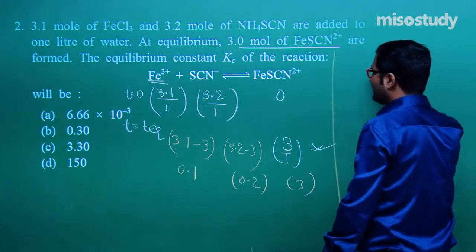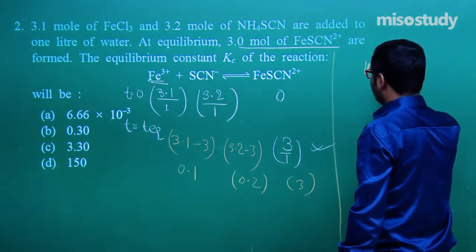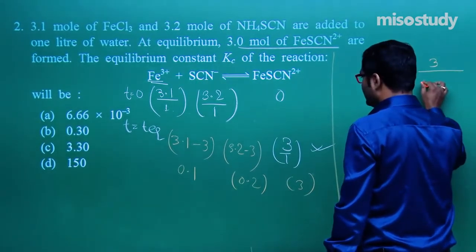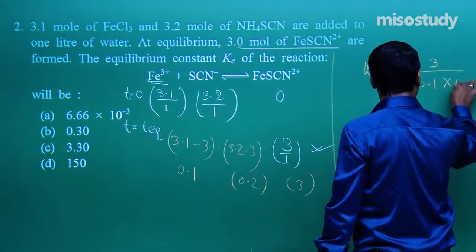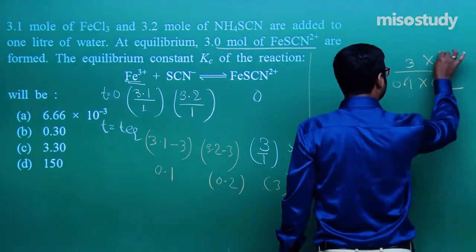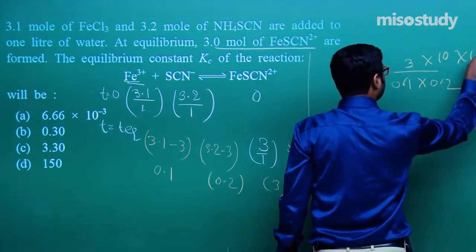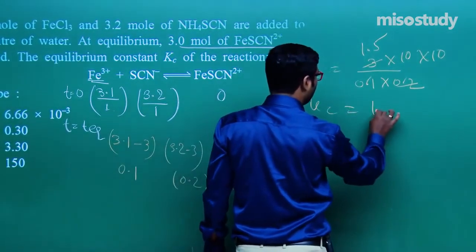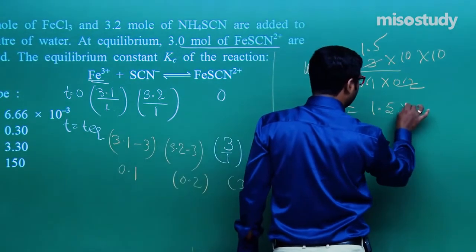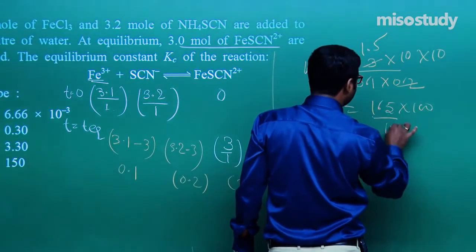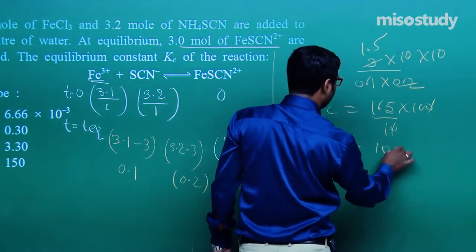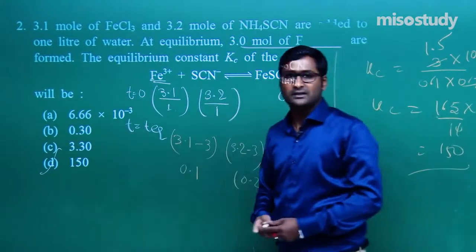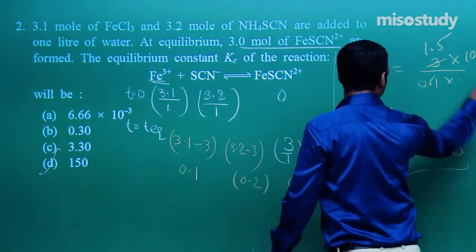Now how to find the value of Kc? Kc is equal to concentration of product upon concentration of reactant. 0.2, this is 10 and this one is 10 and this one is 1.5. So the Kc will be equal to 1.5 into 100, that is equal to 150. So for this question, the answer is 150. Clear? Now I am going to rub this part.